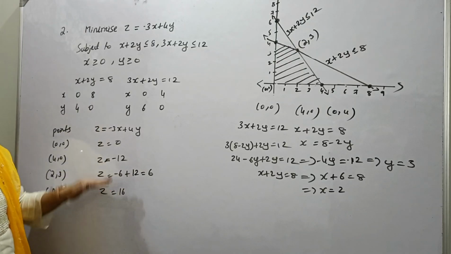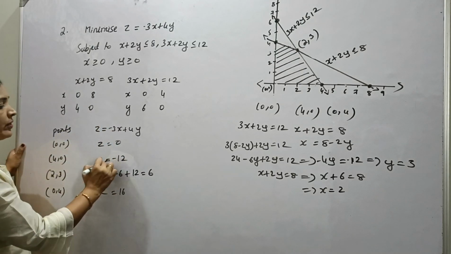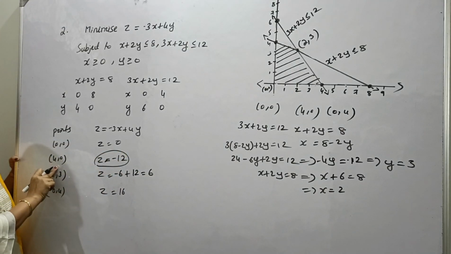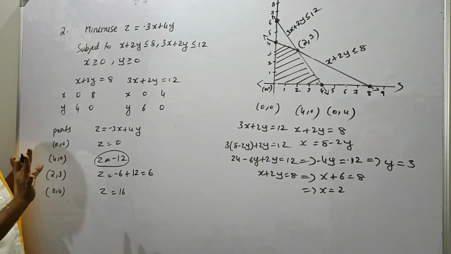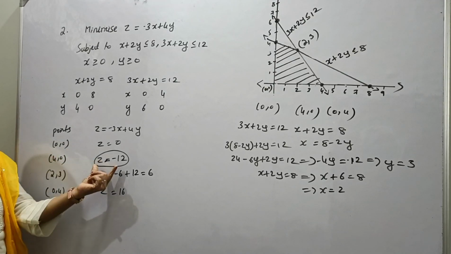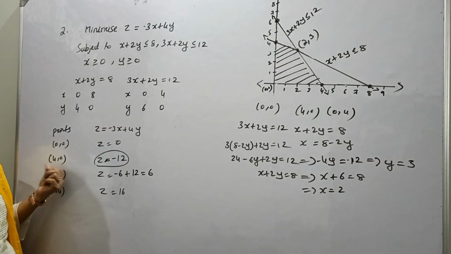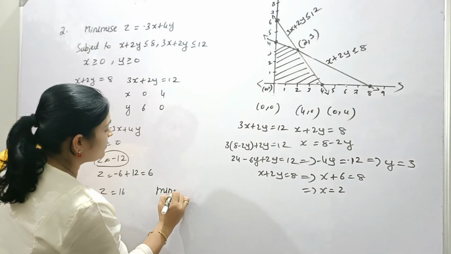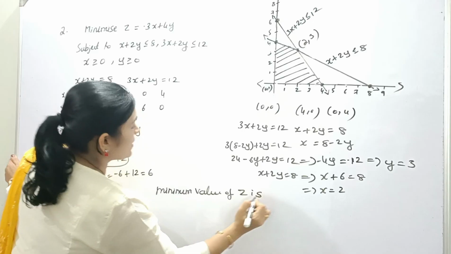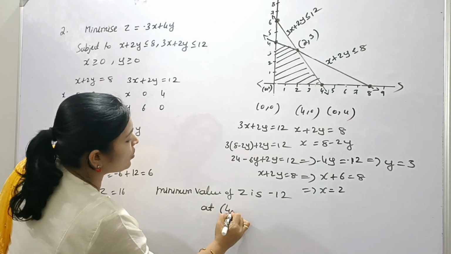See here we have to find the minimum value. So what is the minimum value? Minus 12, right? So minus 12 is the minimum. At which point? At 4, 0. So here the solution is 4, 0. X is equal to 4, y is equal to 0. That is, the minimum value of z is minus 12 at 4, 0. Minimum value of z is minus 12 at which point? 4, 0.